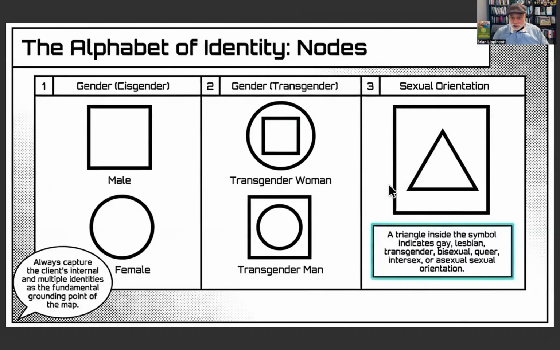Sexual orientation. A triangle inside the symbol indicates gay, lesbian, transgender, bisexual, queer, intersex, or asexual orientation. That's the triangle inside of a square, or it could be inside of a circle, also a triangle.